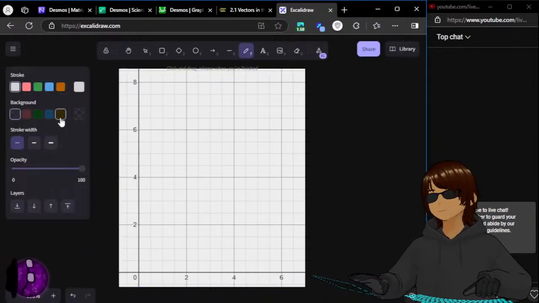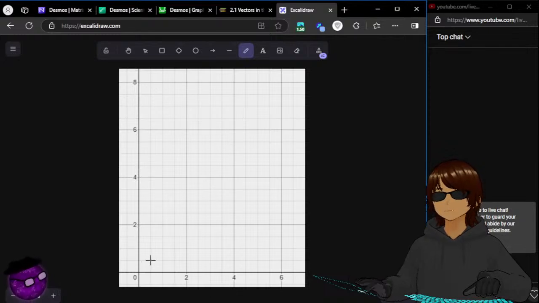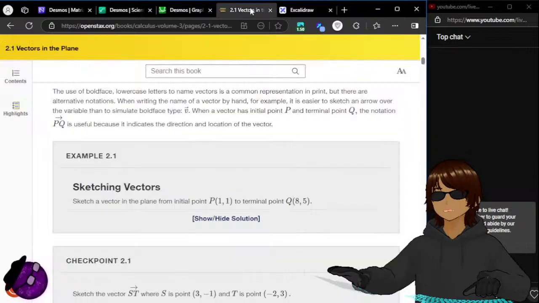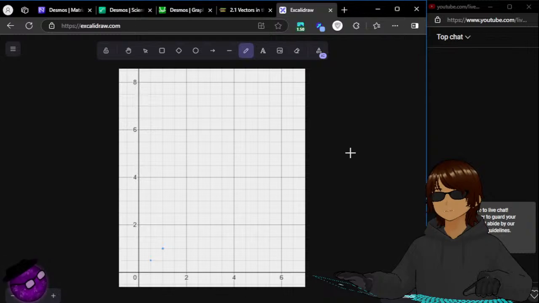So let's use blue. I can draw from point (1,1), not here. Here is (1,1). And then they said (8,5), right? (8,5) would be somewhere here. So it will look like this. Bam.